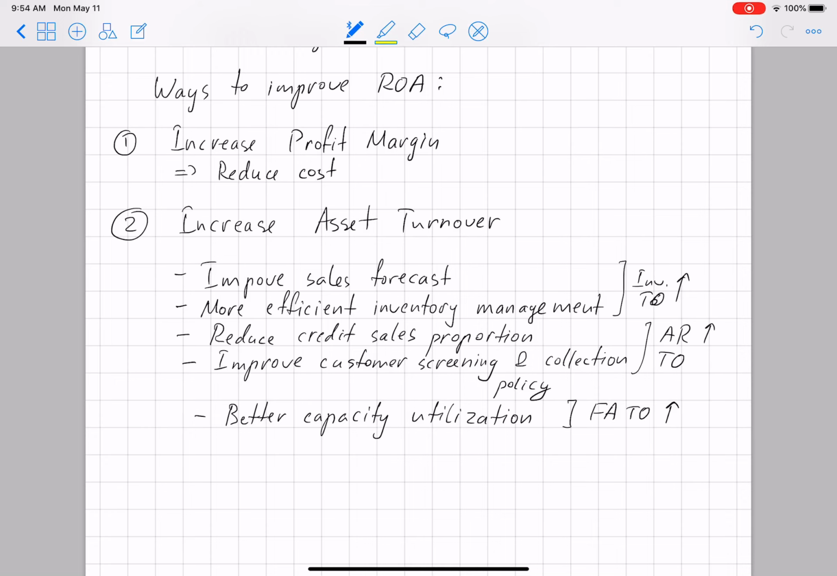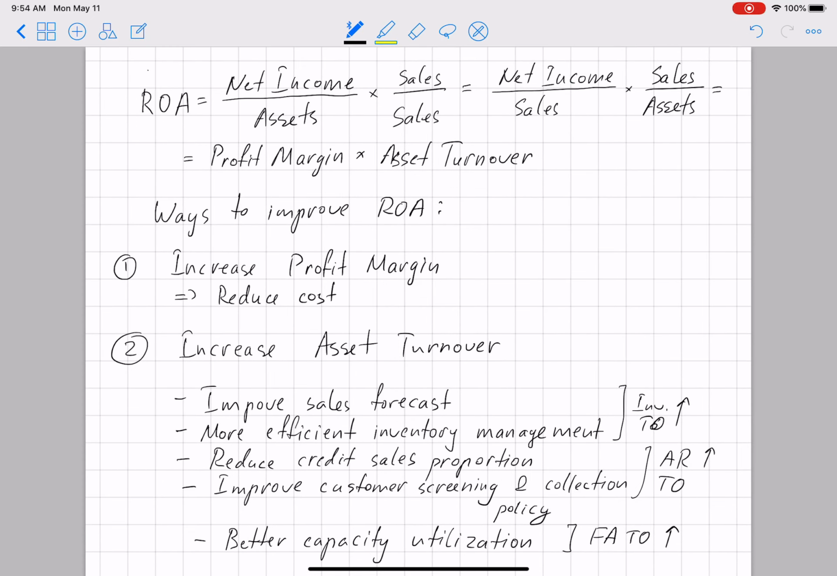Okay, so as you can see, a very simple decomposition, factorization of ROA into profit margin and asset turnover gives us a lot of insight in the ways that the company can improve its performance. And it's a very, very common factorization. You see it everywhere. All the analysts, they do it all the time. They look at ROA and they factorize it and they see how much of it is driven by profit margin, how much is driven by asset turnover, and more importantly, they compare to the industry standards.